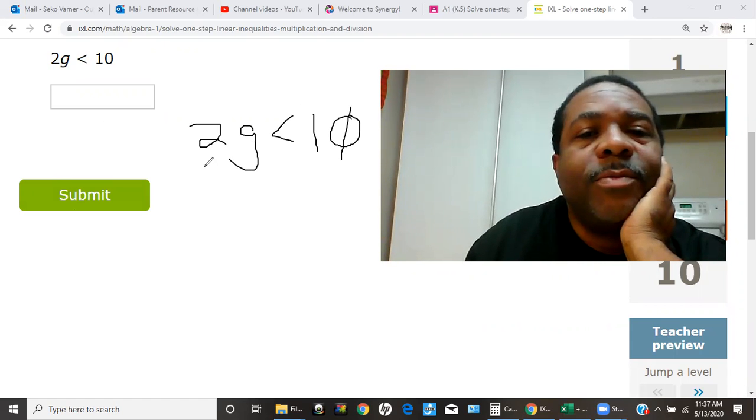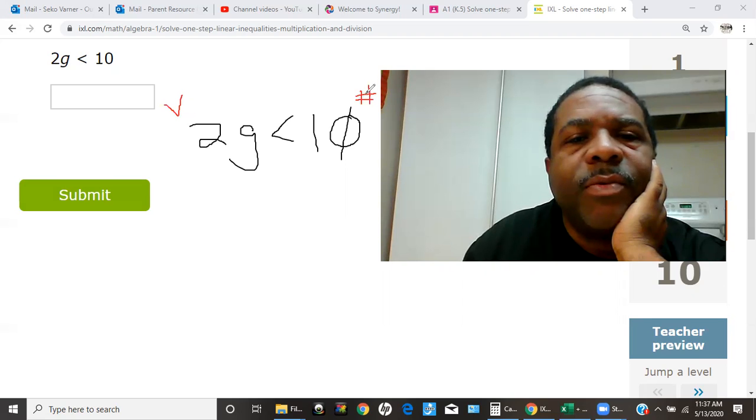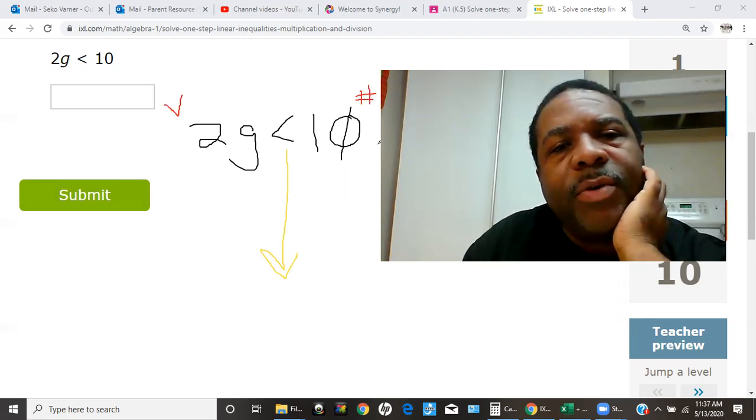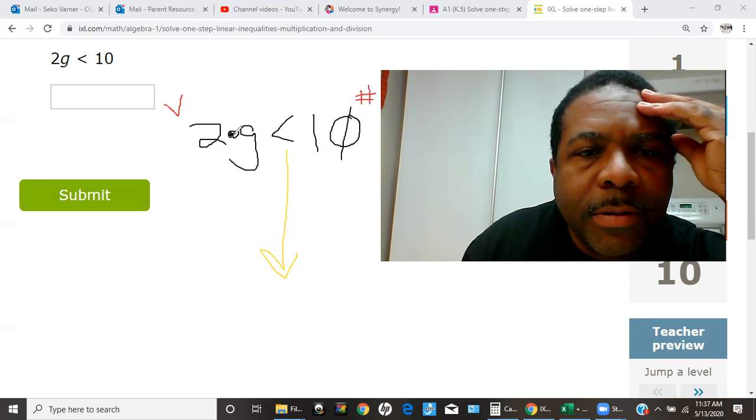When we look here, we want to make sure that our variables are on this side and our numbers are on this side. So we're going to bring down a little line to make sure that we keep in mind that we can bring down the less than symbol. 2g is actually 2 times g.